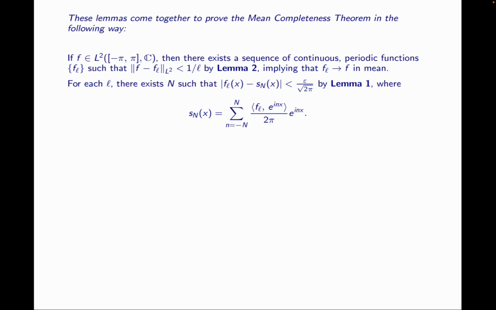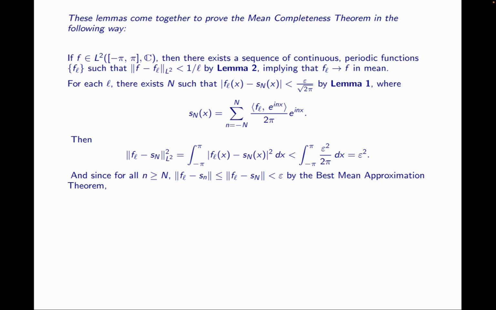Where S_N is again this truncated Fourier series, where for f_L. Now, the squared norm of f_L minus S_N is equal to the integral of the difference squared. But that difference is everywhere bounded by epsilon over the square root of 2 pi. So when you square that, I get epsilon squared over 2 pi. When I integrate, I get epsilon squared.